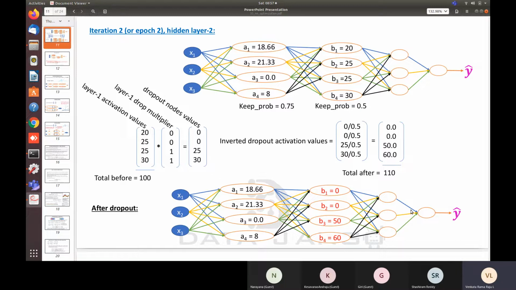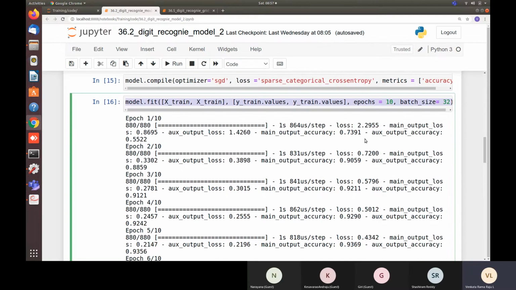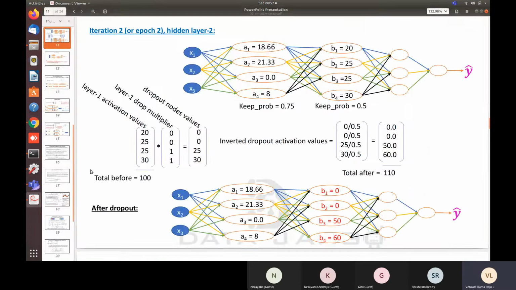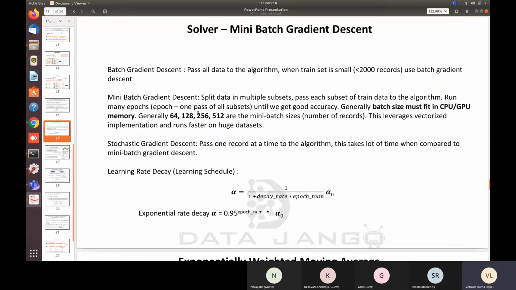At one point, if you look at the execution also, you can see that accuracy is improving, improving, improving. Accuracy improving means the weights are getting trained. So batch gradient descent is very important, especially in deep learning.